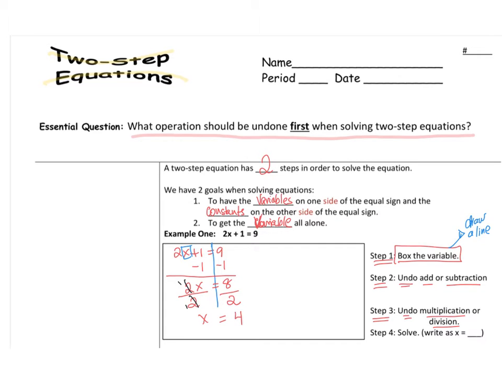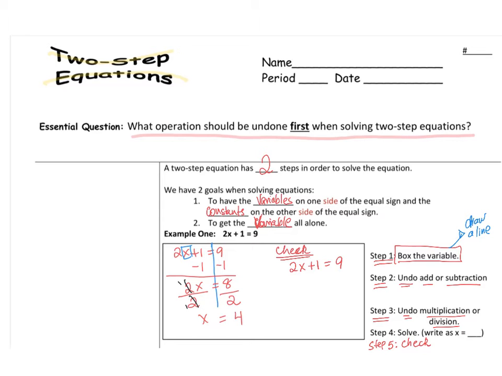Now, there's also a step 5 that is not written here, but I will add it, which is to do a check. And I'm going to do the check over on the side here. Remember, for the check, I'm going to use the original equation that I had, which is 2x plus 1 equals 9. And I like to always insert the value that I'm substituting in using parentheses.